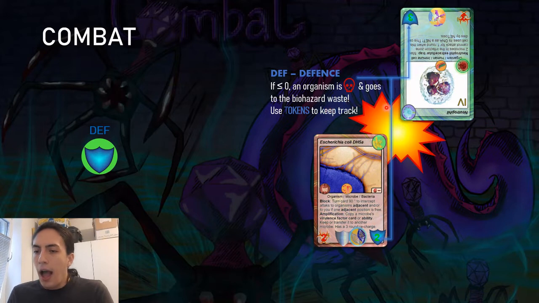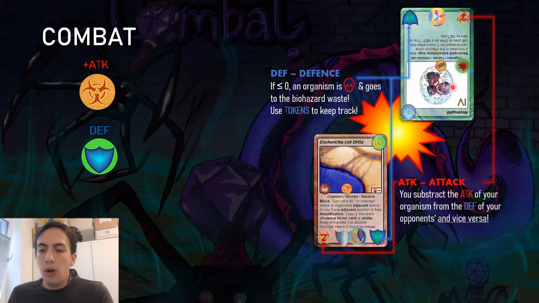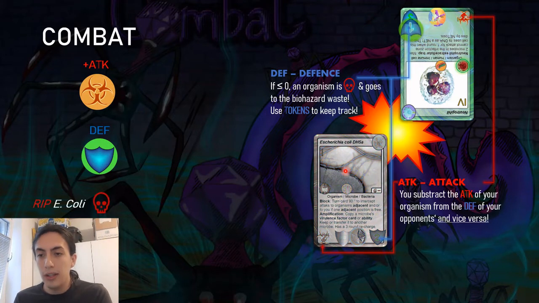Each organism will also have an attack value. When these two attack each other, you subtract the attack of one organism, for example here E. coli has 2, from the defense of the other, for example, the neutrophil's defense of 3. So in this example, 2 minus 3 gives you 1, so that this neutrophil would still be alive. And in the other way, the 2 defense of E. coli will not withstand the neutrophil's attack of 3. So that would give you -1. And so E. coli would actually die, and the neutrophil will survive with a defense of 1.